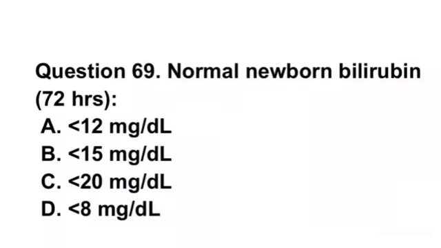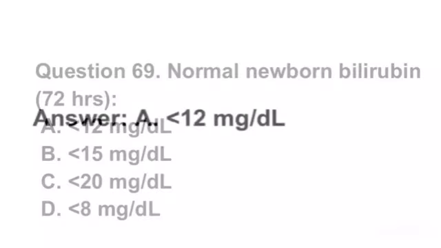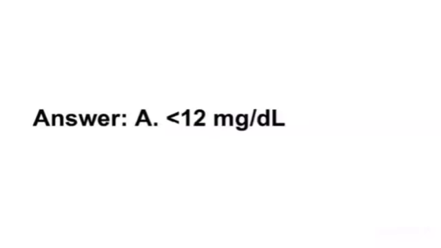Question 69. Normal newborn bilirubin, 72 hours. A. Less than 12 milligrams per deciliter. B. Less than 15 milligrams per deciliter. C. Less than 20 milligrams per deciliter. D. Less than 8 milligrams per deciliter. Answer: less than 12 milligrams per deciliter.